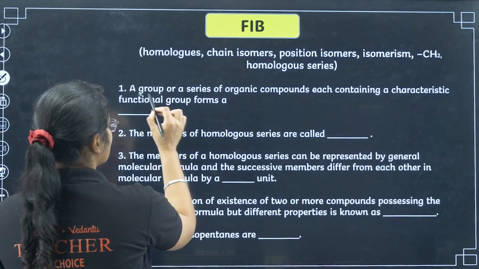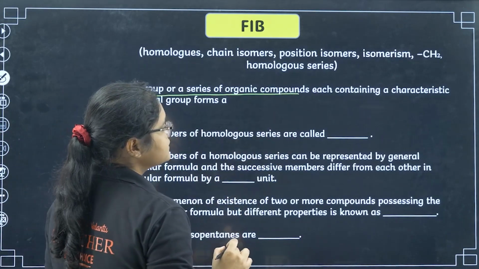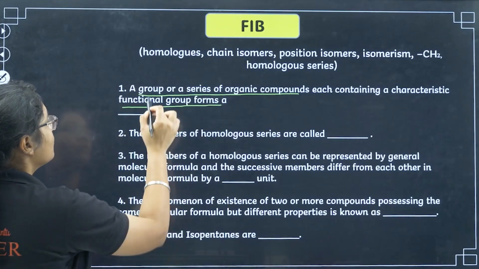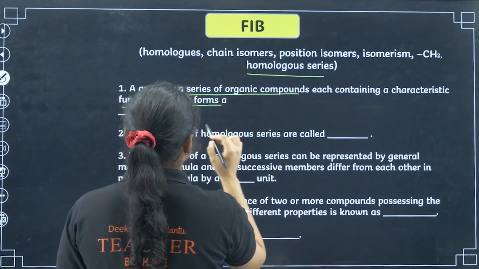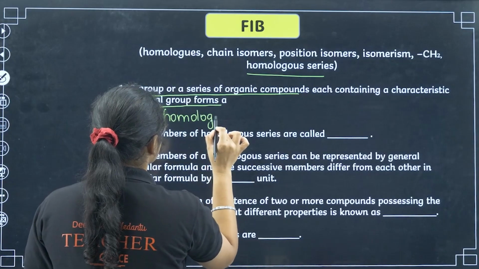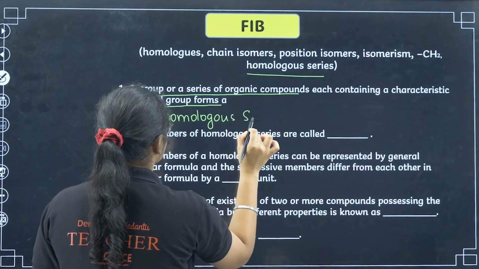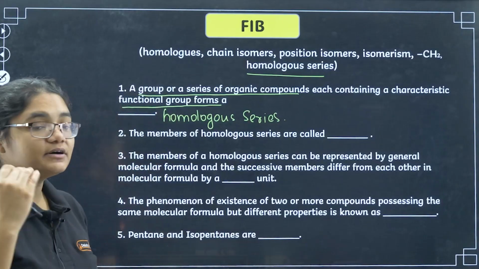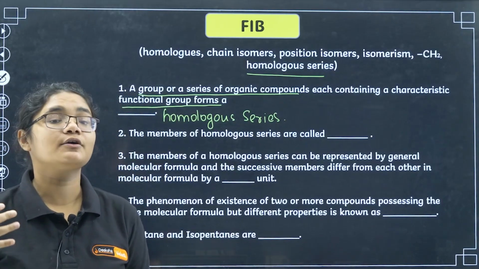So when you have a group or a series of organic compounds, each containing a characteristic functional group, it forms a homologous series. What does it form? It forms a homologous series.